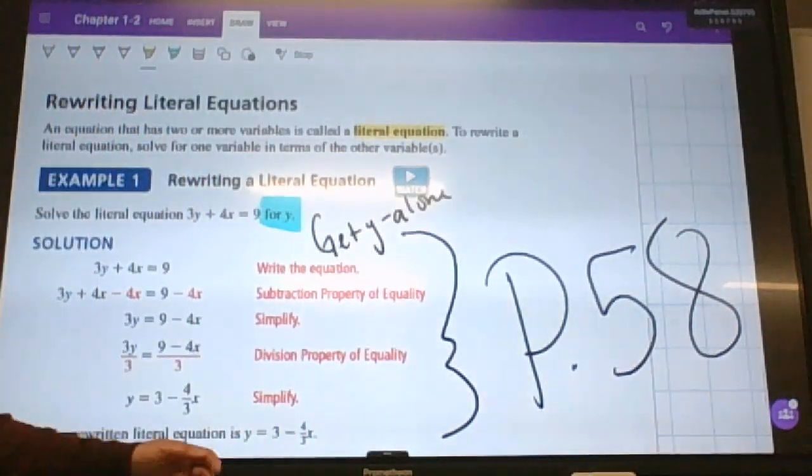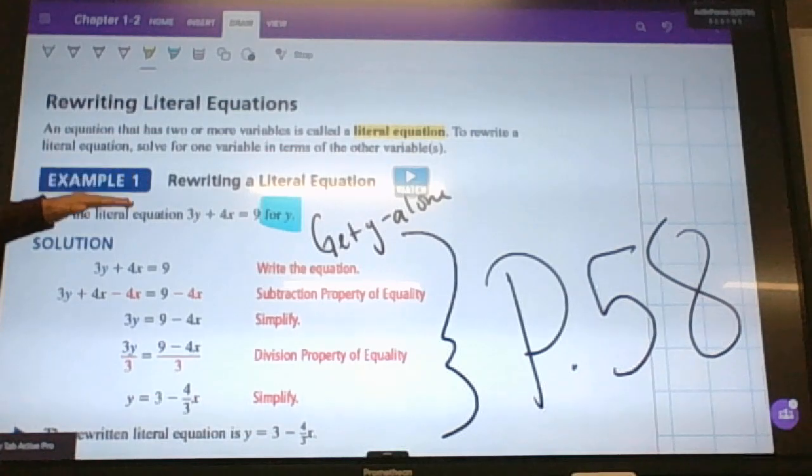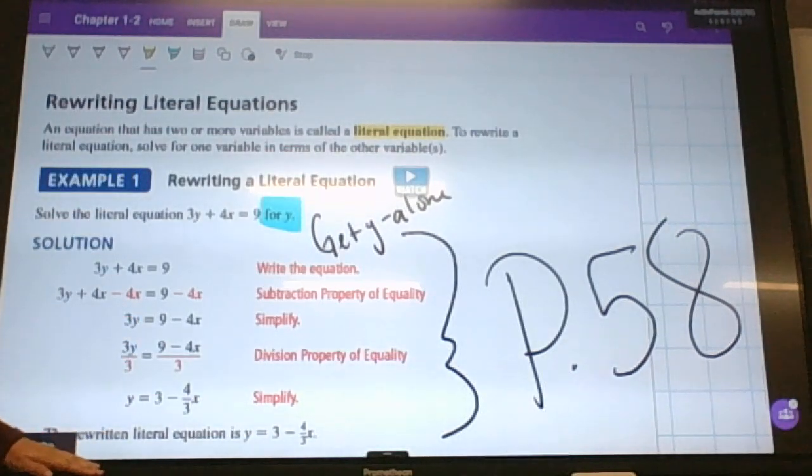Here it is. If you don't have it with you today, this is page 58. This is the first example to look at.